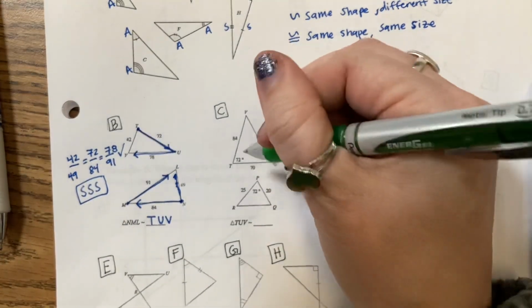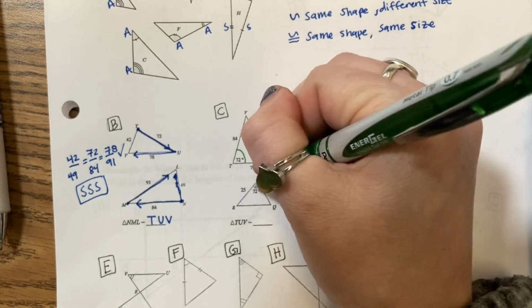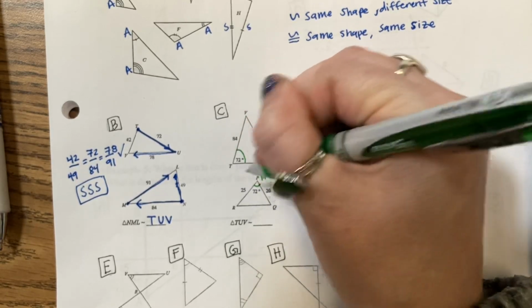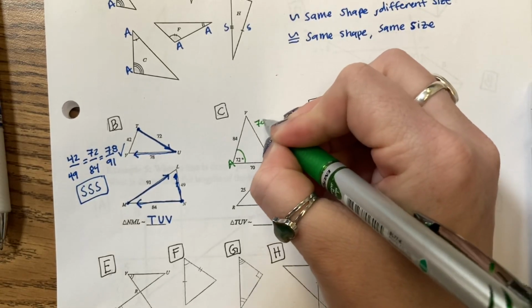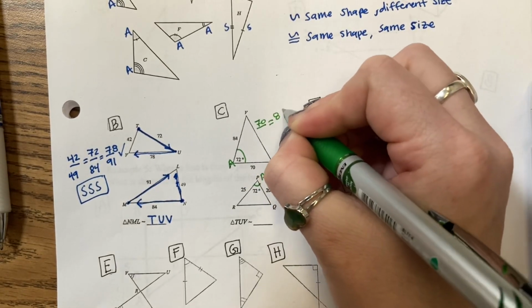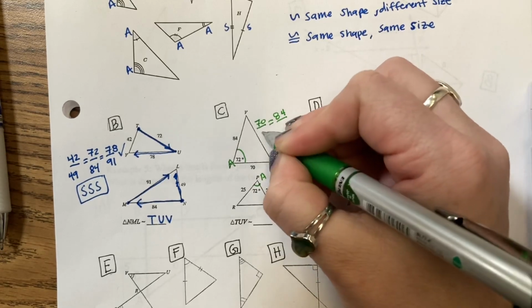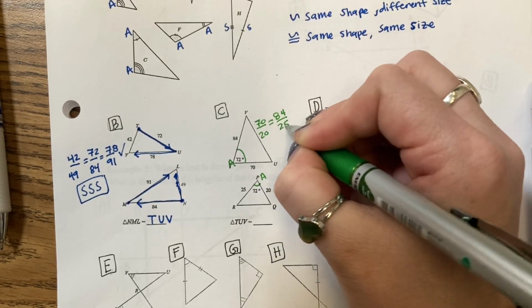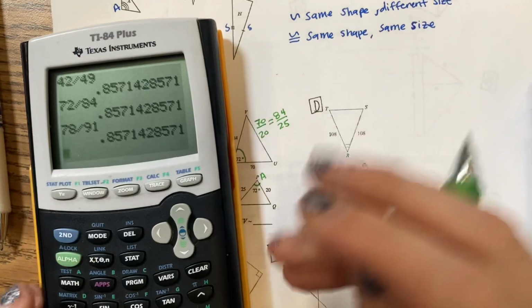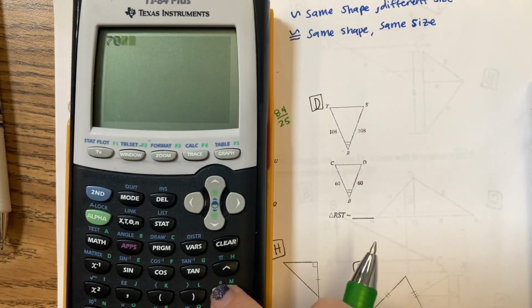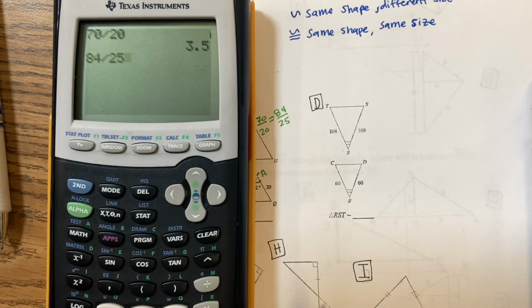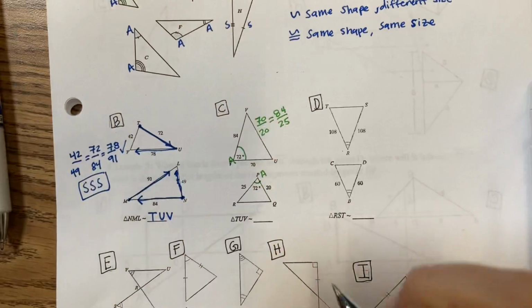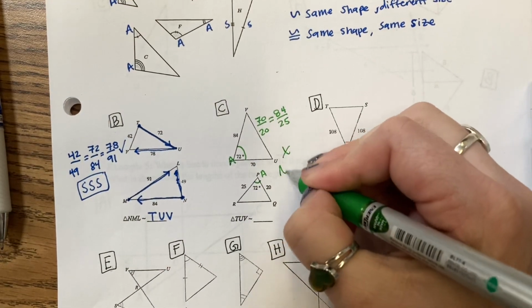Question C. I'm given 72 and 72, so the angles are good. They match. Now I'm going to check my proportions. 70, 84, 20, 25. 70 over 20 and 84 over 25. They are not similar.